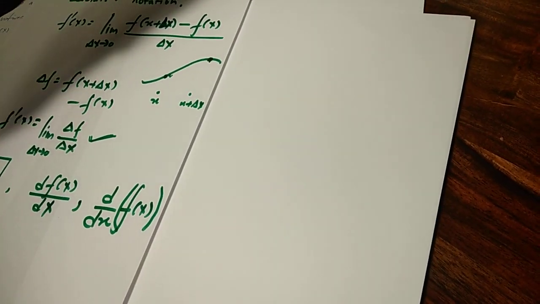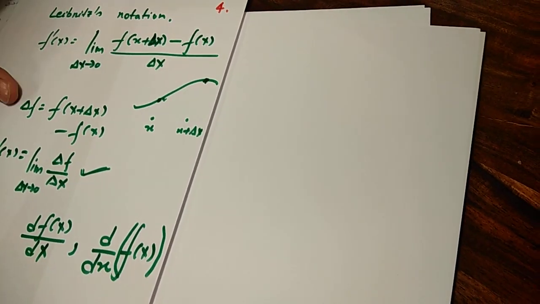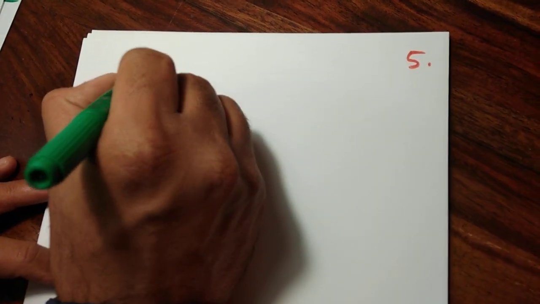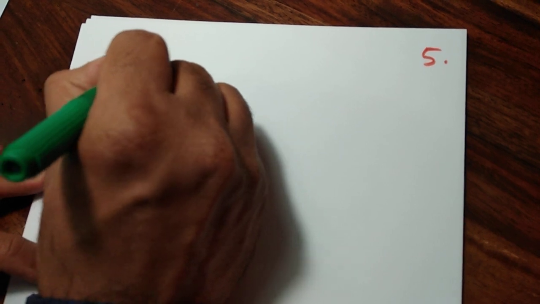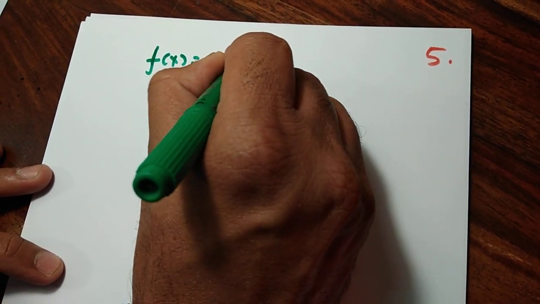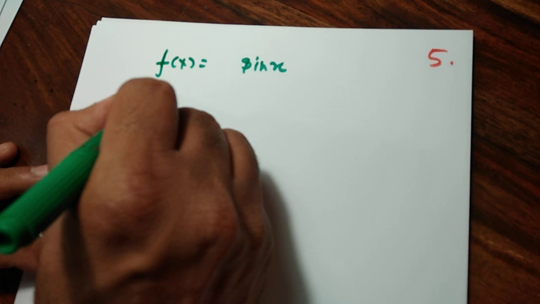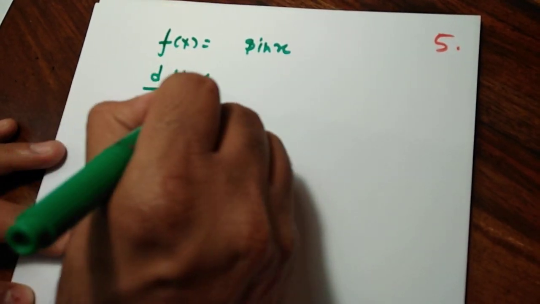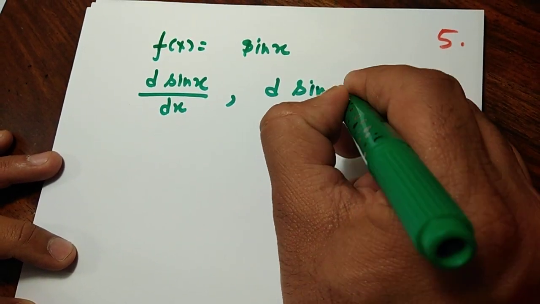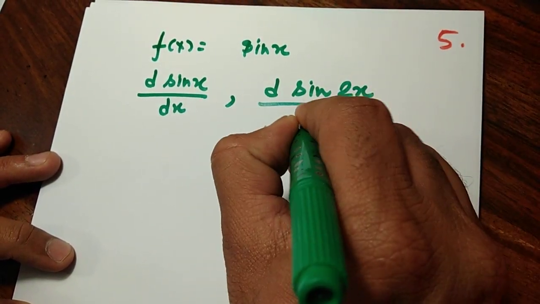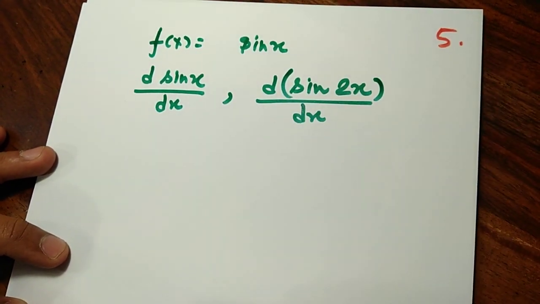So last time we were saying that we would be interested in knowing, for example, derivatives of, let's say f is sine of x. So I want to know what is d sine of x over dx? We also said we would be interested in knowing what, for example, d sine of 2x over dx would be. Okay.